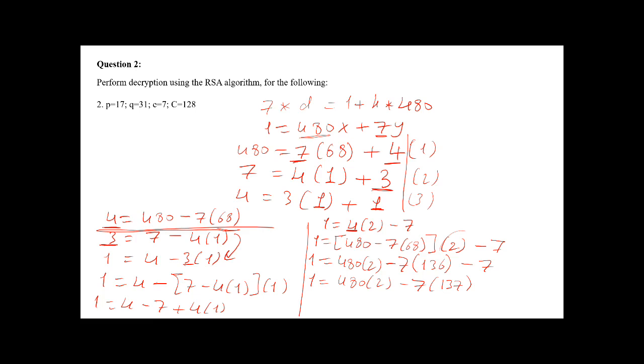So now we have this equation here. We want to make it as similar as possible to the one up here. So let's start by doing this. So we have the 7. The 7 should be alone on its side. So it can be as follows: 1 minus 480 multiplied by 2 equals to negative 7137. So now we have a small problem, which is the negative here and the negative here.